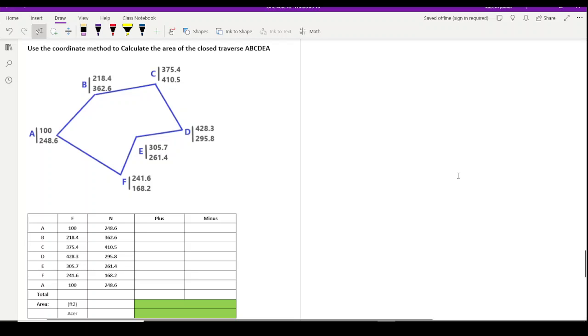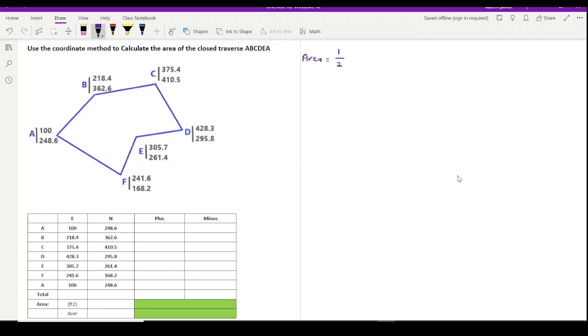If you know the coordinates of the corners of a piece of land or a traverse, you can use the coordinates method to calculate the area of that traverse. A single equation will be used to do the calculations. I'm writing this single equation.